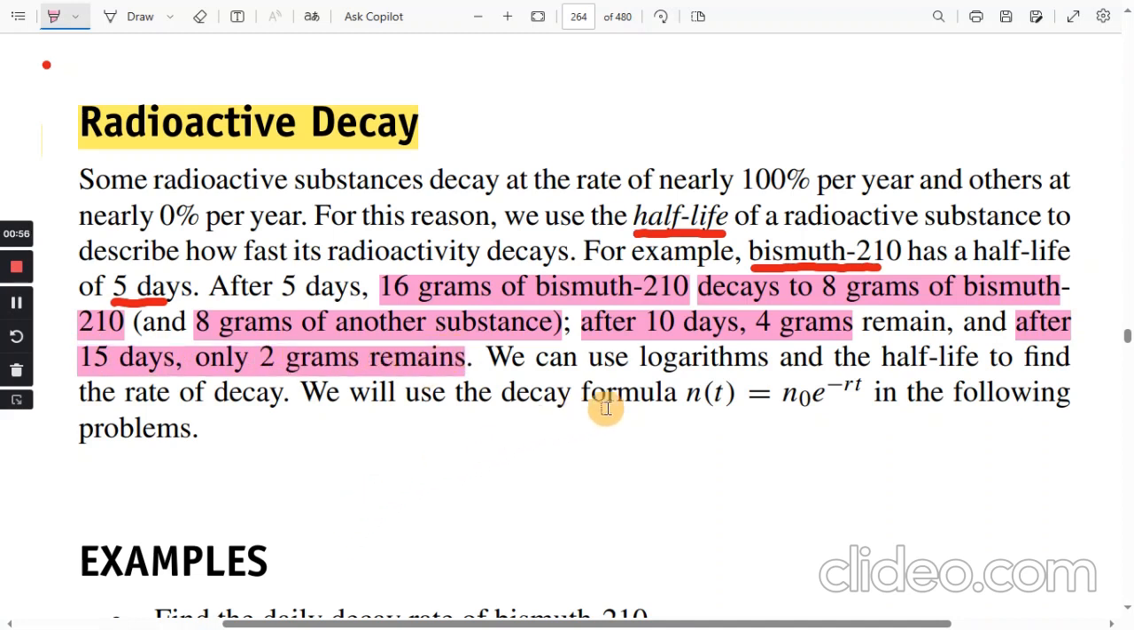So we can use logarithms and the half-life to find the rate of decay. We will use the decay formula: N of t equals N sub 0 times e to the negative rt. We'll get to that in the problems. I'll show you a little t-table real quick for the half-life of bismuth-210.